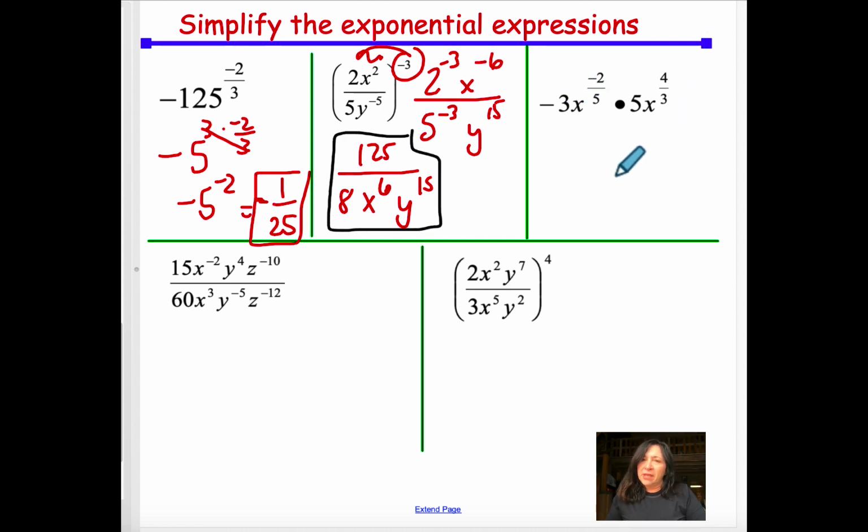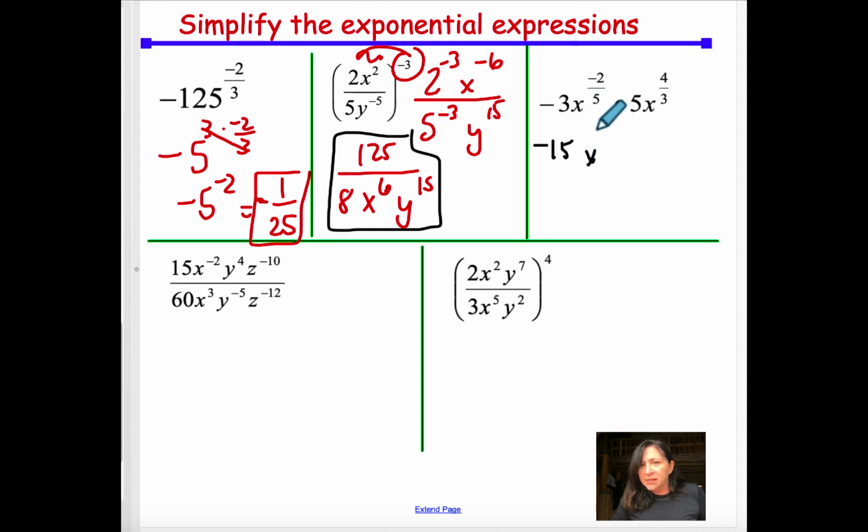For this problem here, numbers get multiplied with numbers. See how these are not in parentheses? Otherwise, if this was a parenthesis, I would have to distribute that negative 2/3. But because there's no parenthesis, I'm just going to take the bases that are the same and add the exponents and then multiply the numbers. So that means negative 3 times 5 is negative 15.